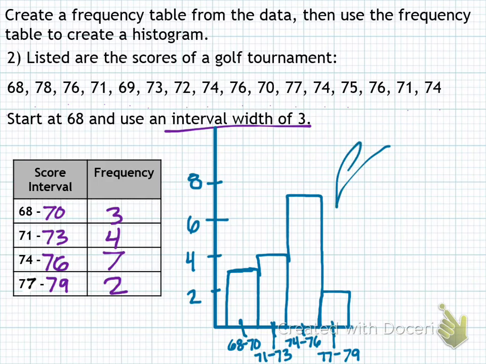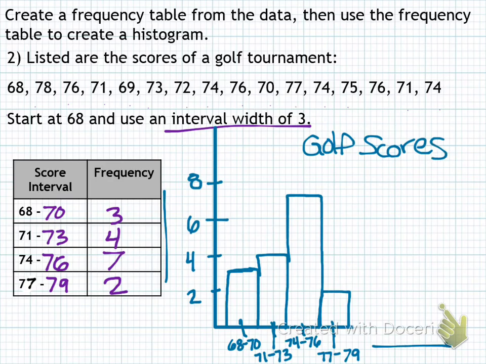I can see clearly the most golfers scored in here. I might also want to label this "golf scores." I could label the vertical axis "number of golfers," and then the horizontal axis "scores."